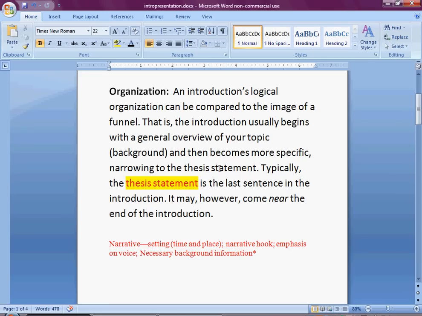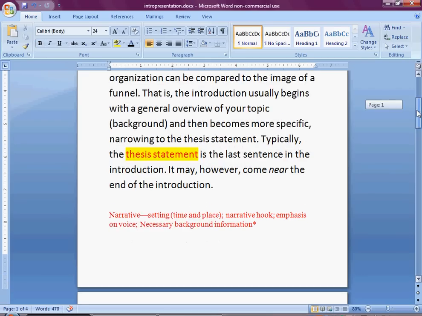Typically, the thesis statement is the last sentence in the introduction. It may, however, come near the end of the introduction, and of course, technically, writing your thesis statement can be anywhere, but for the purposes of this class, your thesis statement will be the last sentence of your introduction. So let's just keep it simple that way. So that's some of the organization.